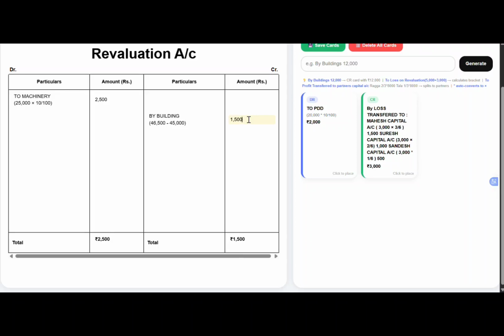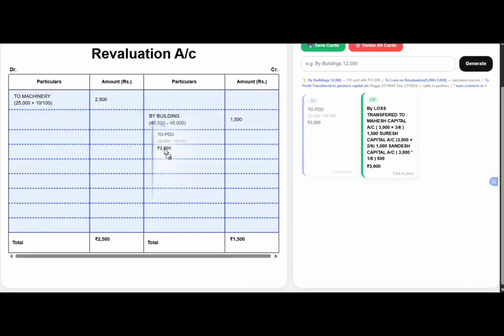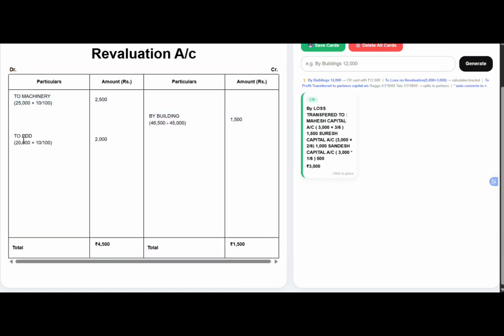The next adjustment is about the provision for doubtful debts. So it is a decrease in the value of debtors, and that has to appear on the debit side of the revaluation account. So to PDD, that is 20,000 into 10 by 100, 2,000, is the decrease in the value of debtors or the provision for doubtful debts. So that's recorded on the debit side of the revaluation account.